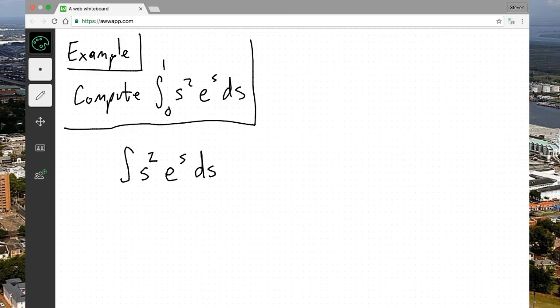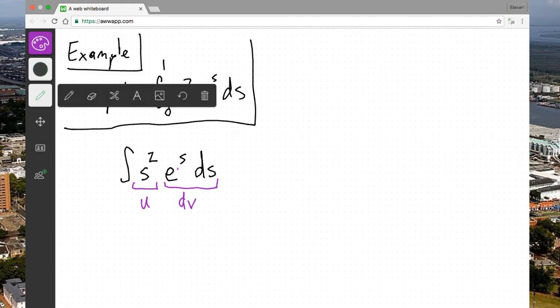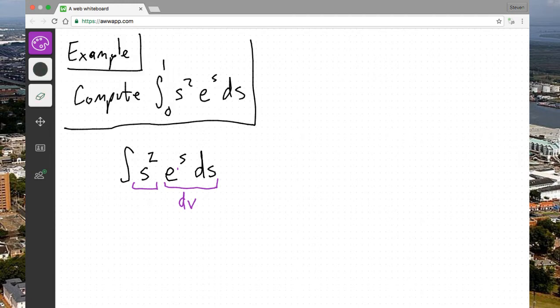So I'll need to identify my u and my dv. Looking at this, I see a very nice u, because s squared gets simpler when you differentiate it. A nice dv, because e to the s ds does not get worse when you anti-differentiate it. So let's put all that together. I said I wanted my u to be s squared, and I want my dv to be e to the s ds.